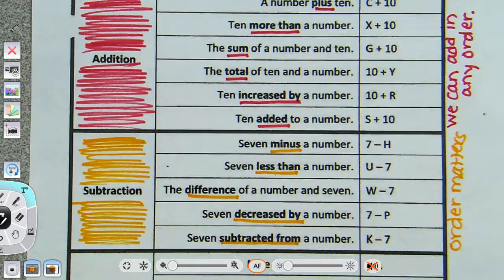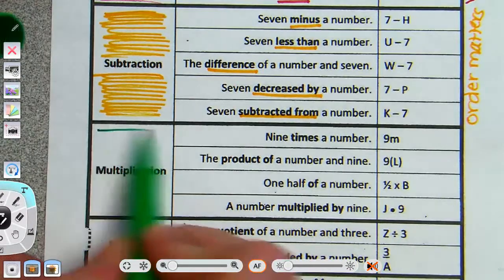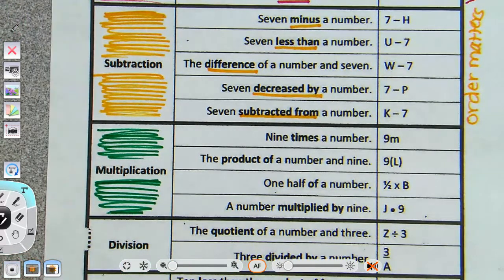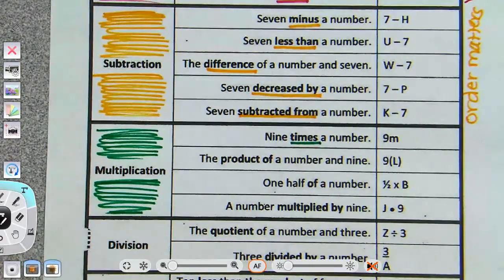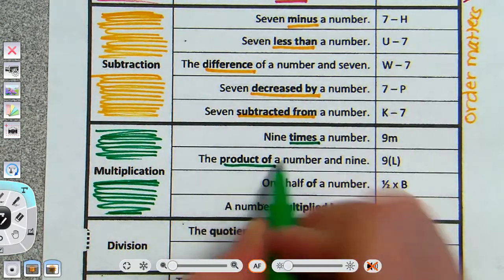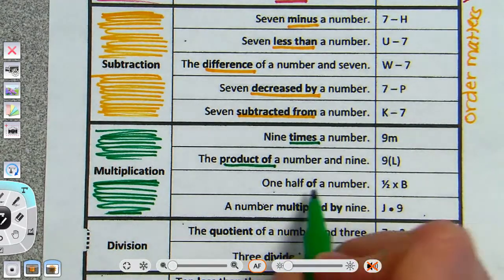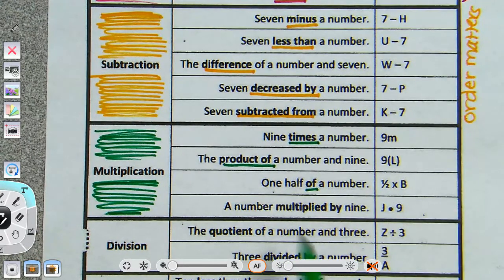Let's try this for multiplying, and I'm going to use green. So here's multiplication. Now, 9 times a number, times means multiply. The product of, so product and of might mean multiply. 1/2 of a number, so sometimes just the word of might mean that we're multiplying. And a number multiplied by 9.